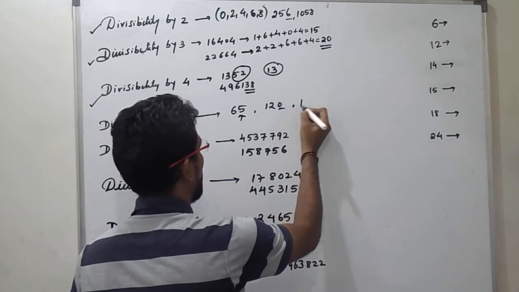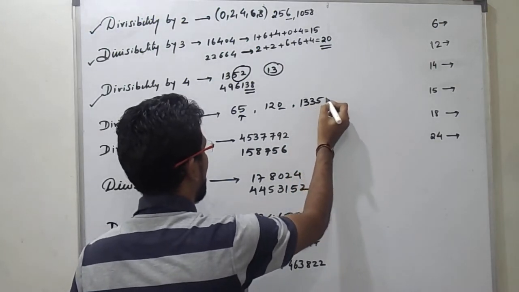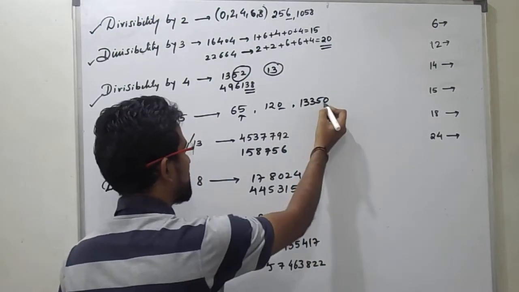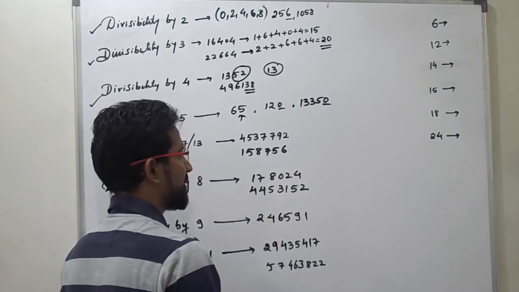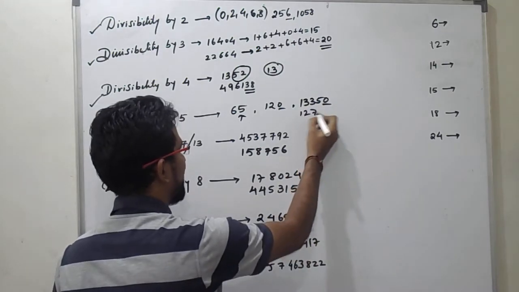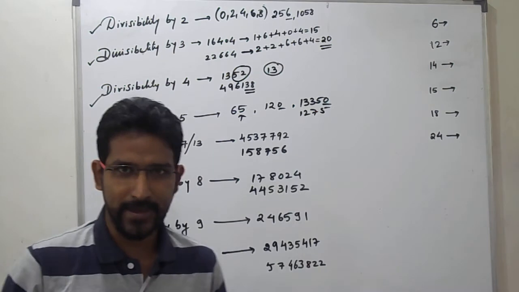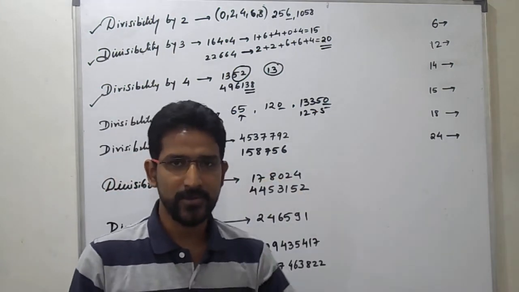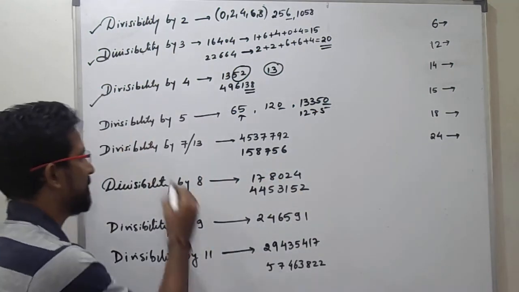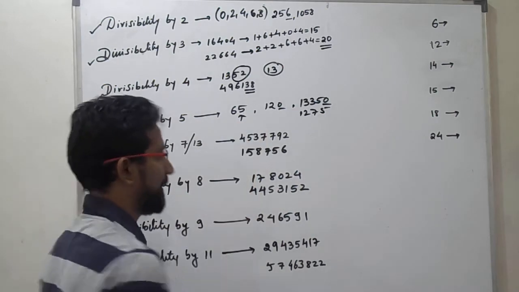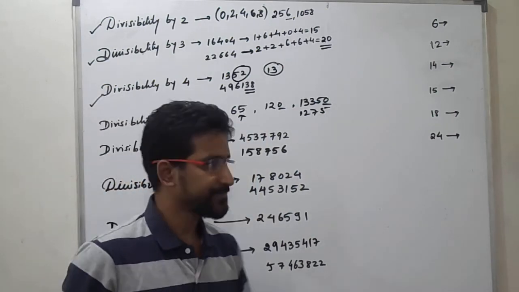If I say 133350, this is also divisible by 5 because it contains 0. 1275 is also divisible by 5 because it contains 5 in its unit place. So it's very easy to just check whether the unit place is 5 or 0.